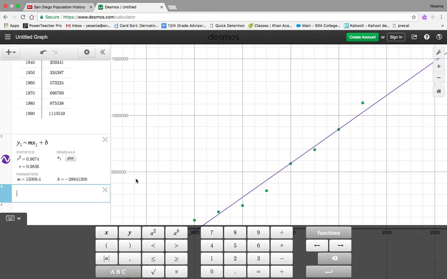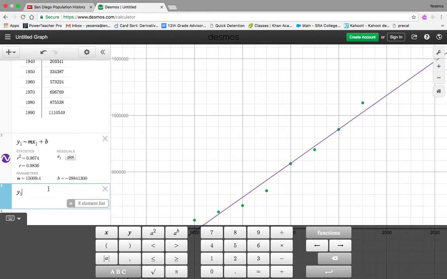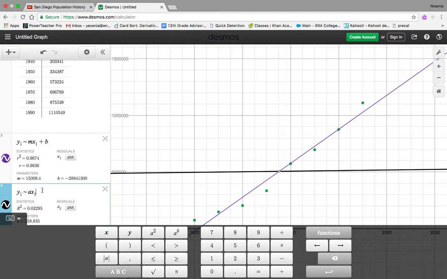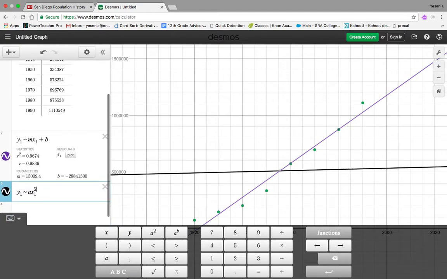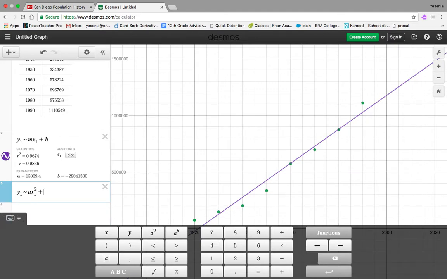So in Desmos, similarly, you're going to write it as y underscore 1 with a little tilde symbol. And then ax sub 1. Then, because the first term is squared, you're going to put squared. And by the way, there's a squared symbol right here if you're having trouble doing the squared. Plus bx sub 1, then plus c. See, this is y equals ax squared plus bx plus c.